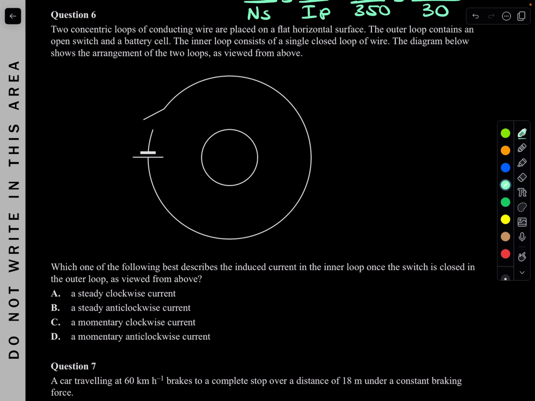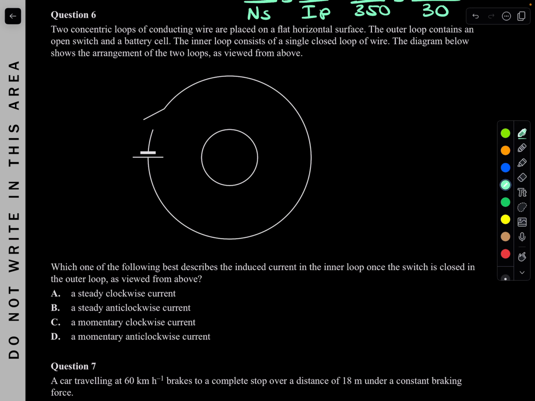The inner loop consists of a single closed loop of wire. The diagram below shows the arrangement of two loops as viewed from above. Which of the following best describes the induced current in the inner loop once the switch is closed and the outer loop as viewed from the above?